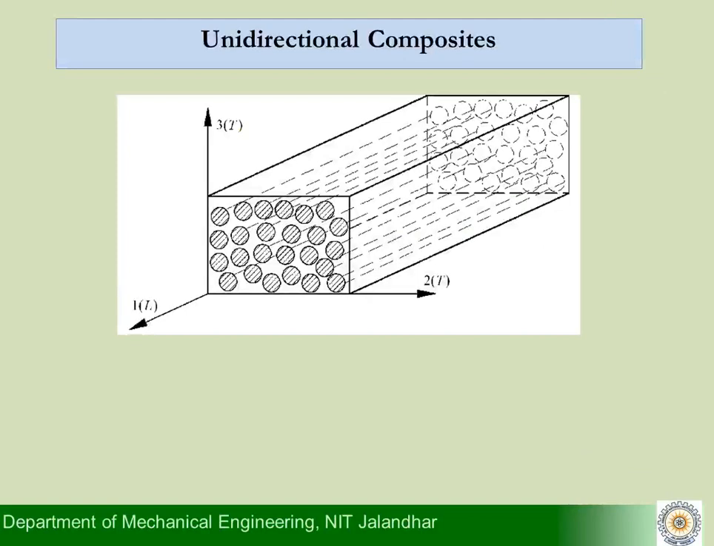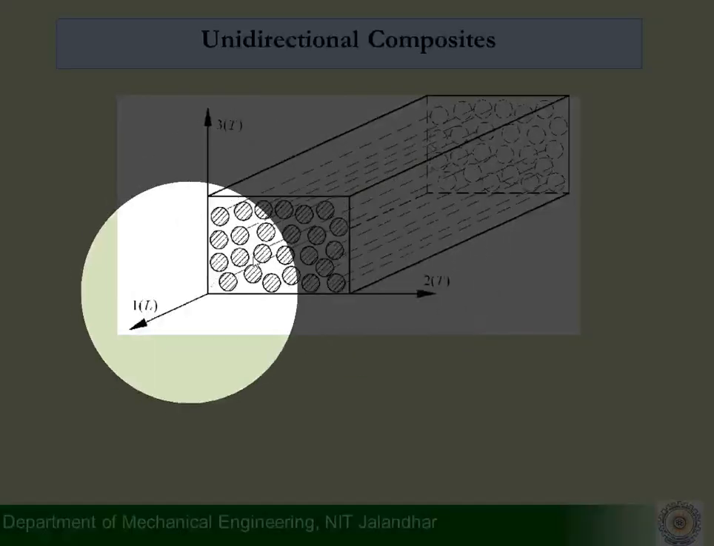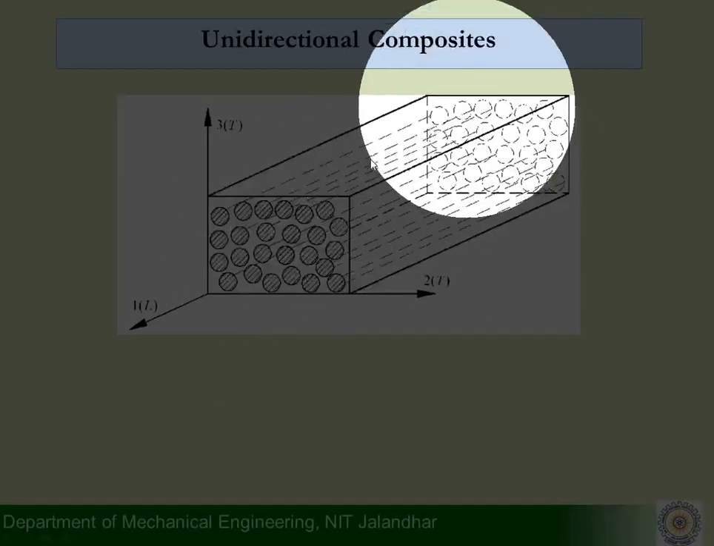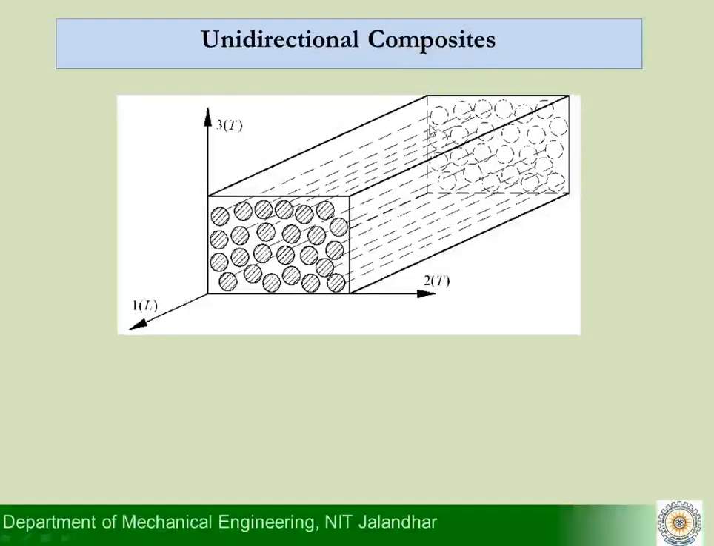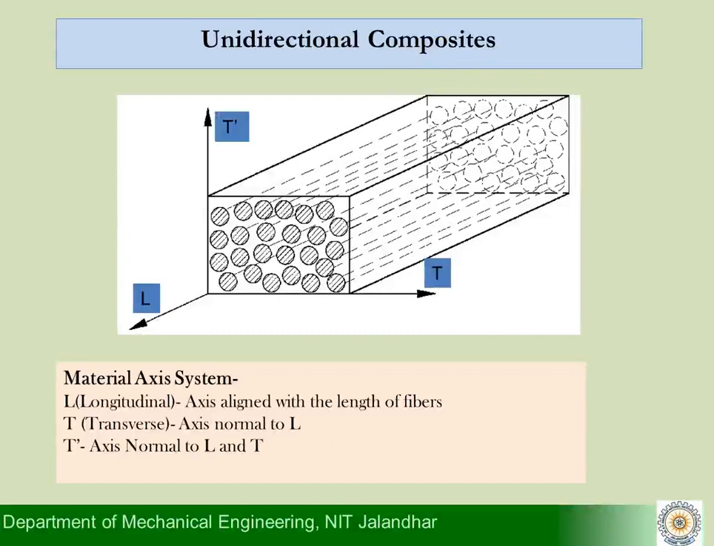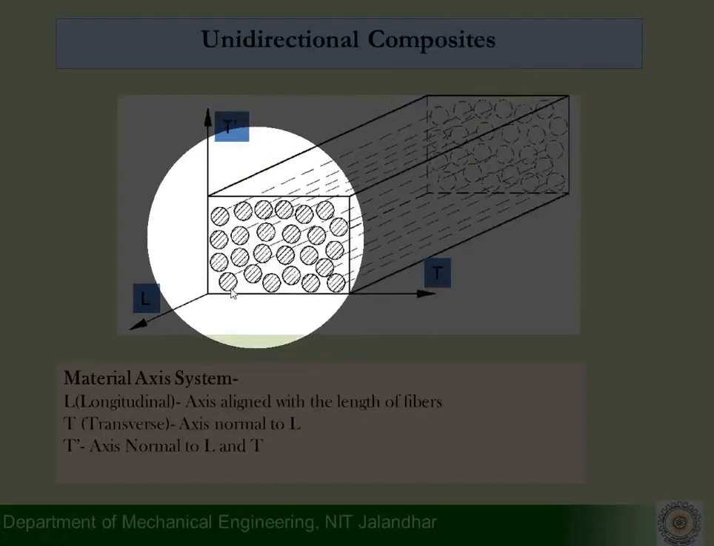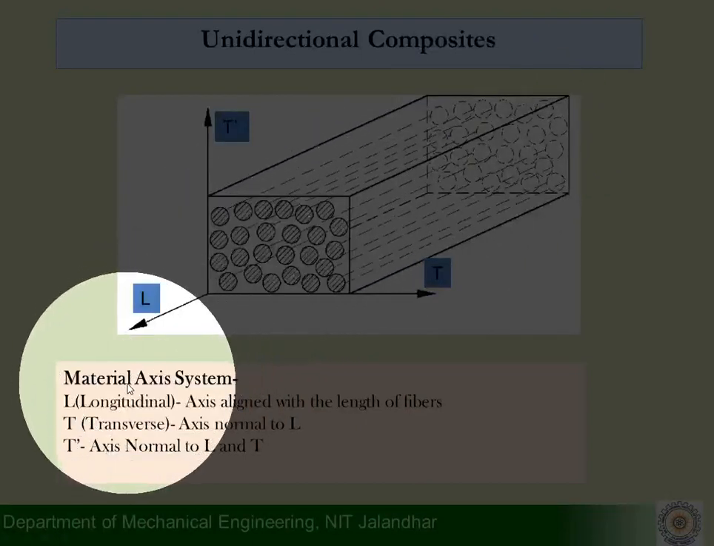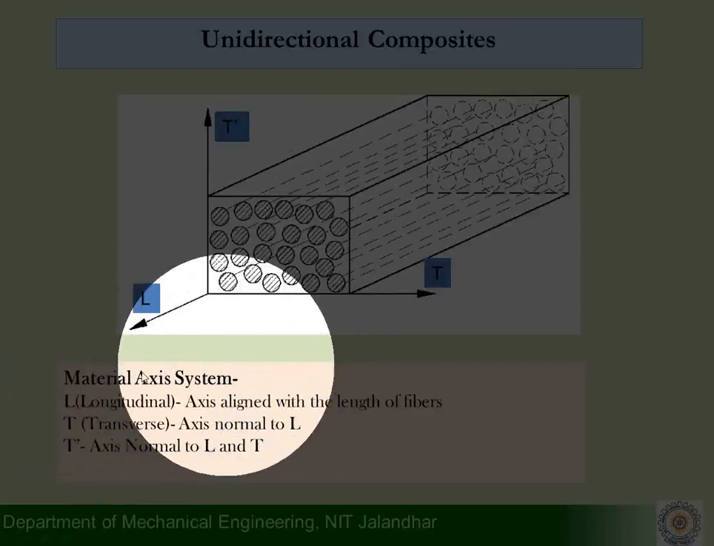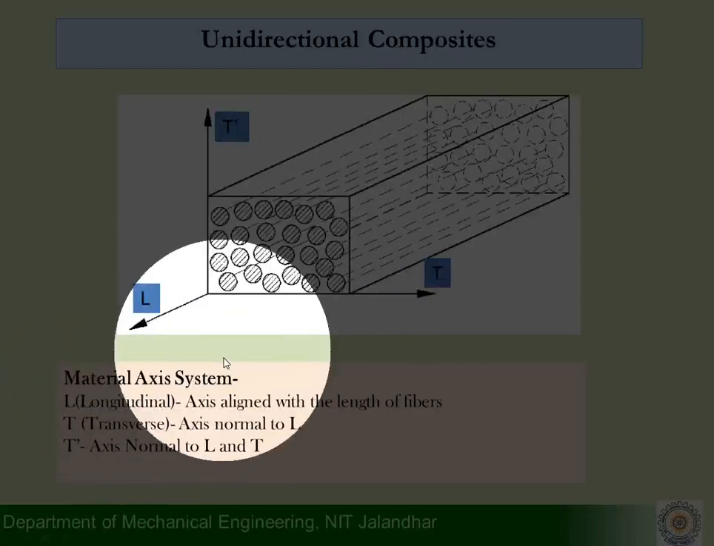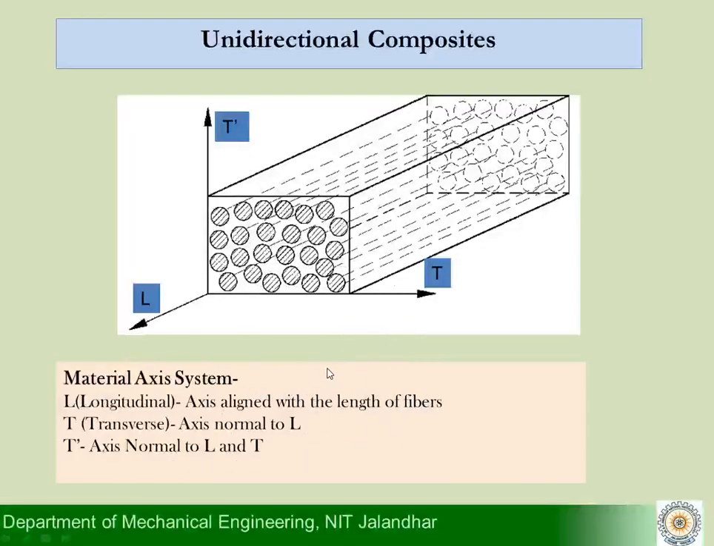Okay, now discussing unidirectional composites, this is just a graphical representation of what a unidirectional composite looks like. It's a line diagram in which these are the fibers. The fibers are oriented along one direction, along this direction. This direction we will be referring to as the L direction, the longitudinal direction of the fibers. And in this context, I define what we refer to as the material axis system. So we define L as the longitudinal axis, which is the axis aligned with the length of the fibers.